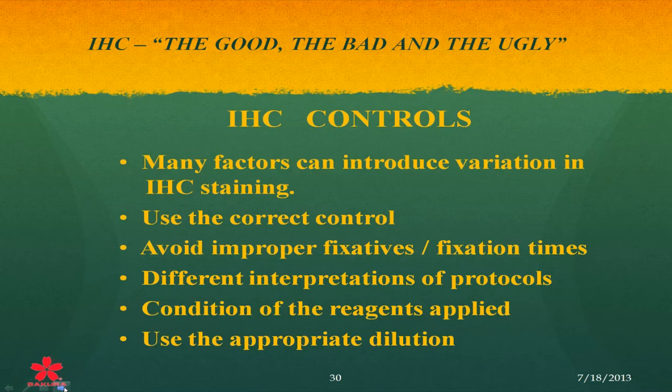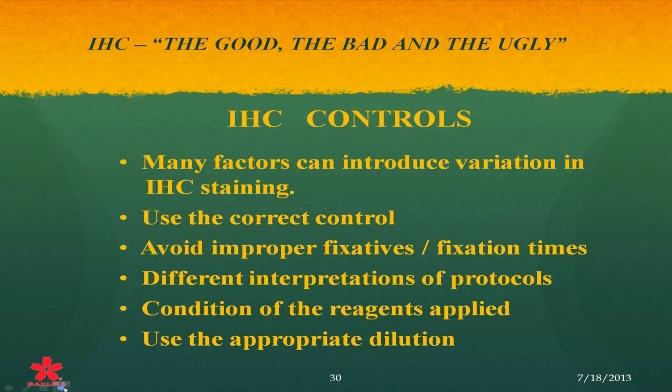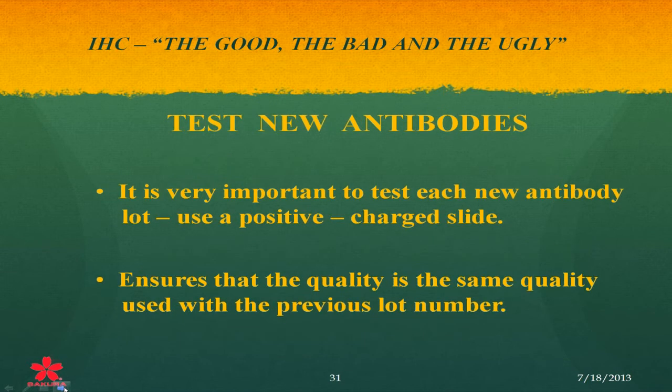Many factors can introduce variation in IHC staining. Use the correct control, avoid improper fixatives, fixation times, different interpretations of protocols, and condition of the reagent supplied, and always use the appropriate dilution. It's very important in our labs to test each new antibody lot. Always use a positive charge slide. That ensures that the quality is the same quality used with the previous lot number.